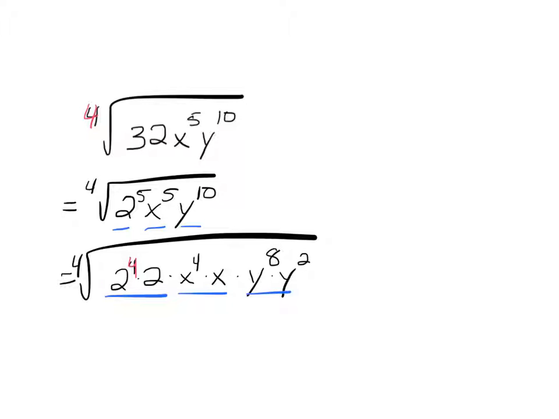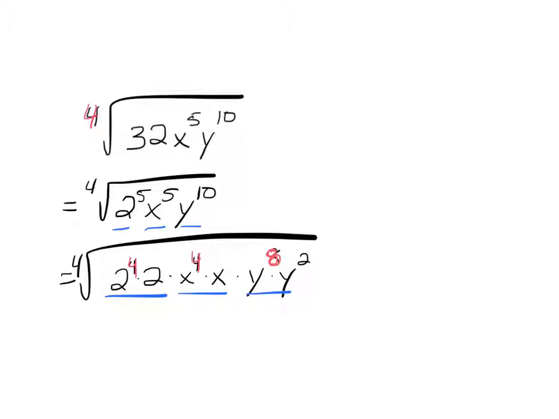Okay, it's important to remember that the first parts of all of these were the nice parts, and then the other is the leftover. The 2 to the 4th, the x to the 4th, and the y to the 8th are going to play nice with my 4th root. The 2, the x, and the y squared don't.